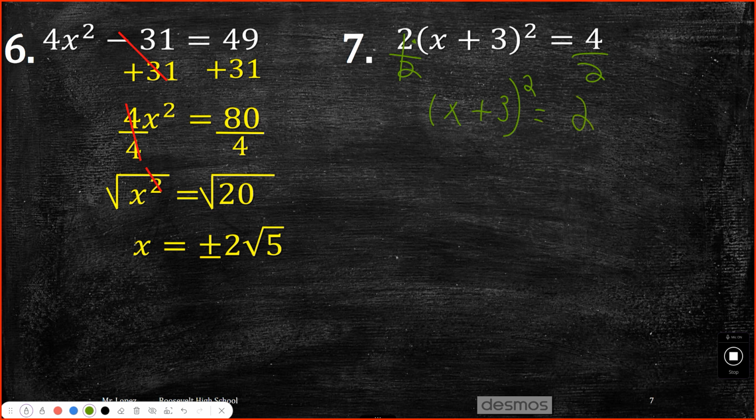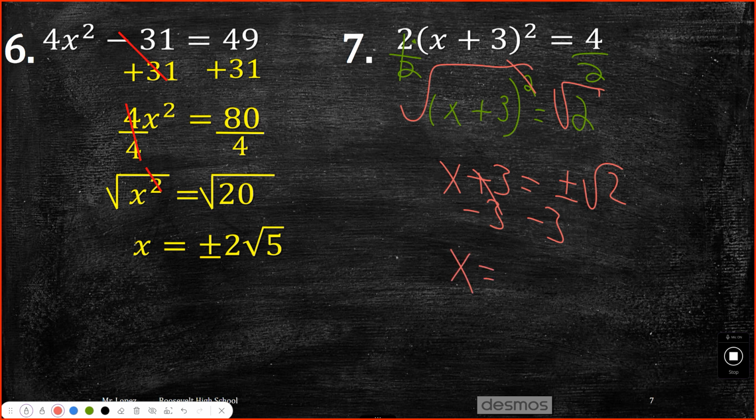How do I get rid of that power of 2? Square root it. I'm going to square root it, because the opposite of squaring it is square rooting. So then this is gone. Plus or minus square root of 2. And then I'm going to minus 3. Minus 3. So x is going to equal negative 3 plus or minus square root of 2.